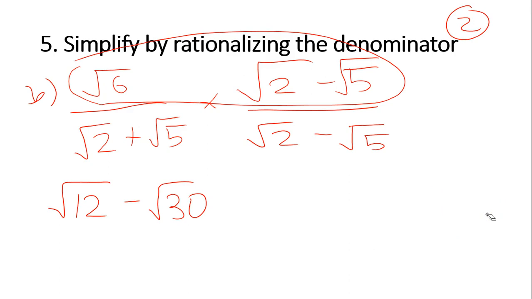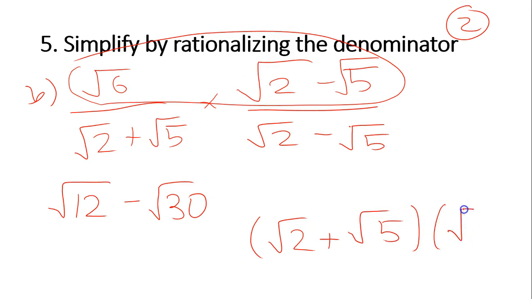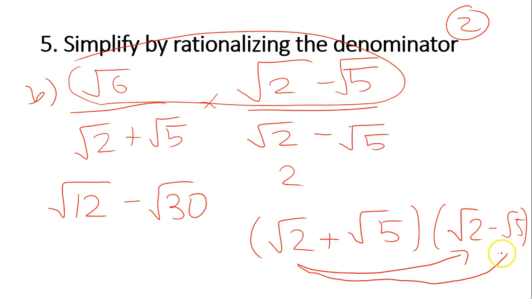Now, we have to do the bottom part, which is root 2 plus root 5, and then multiply root 2 minus root 5. I have enough space. Let's multiply root 2 times root 2. Very straightforward. It's 2. Root 2 times minus root 5, which is minus root 10.